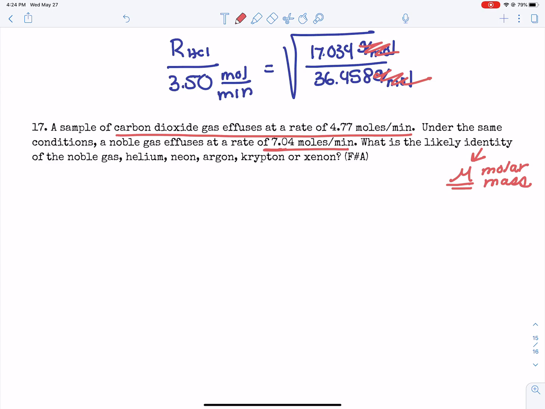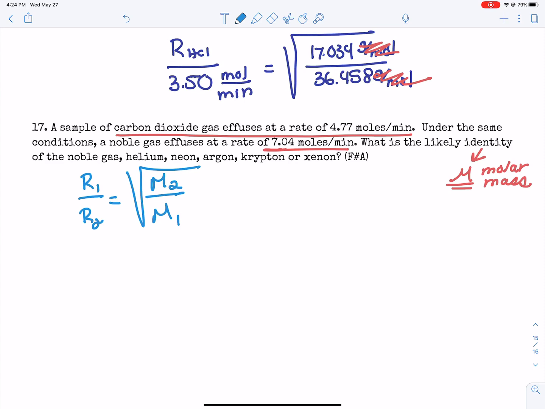carbon dioxide. And if you look on a periodic table, helium, neon, and argon are the only three that have a mass that's lower than carbon dioxide. So it's going to be one of those three. So actually, let's do out the math and figure out which one, right? The rate 1 over rate 2 equals big, huge square root, right? Molar mass of compound 2 over molar mass of compound 1.